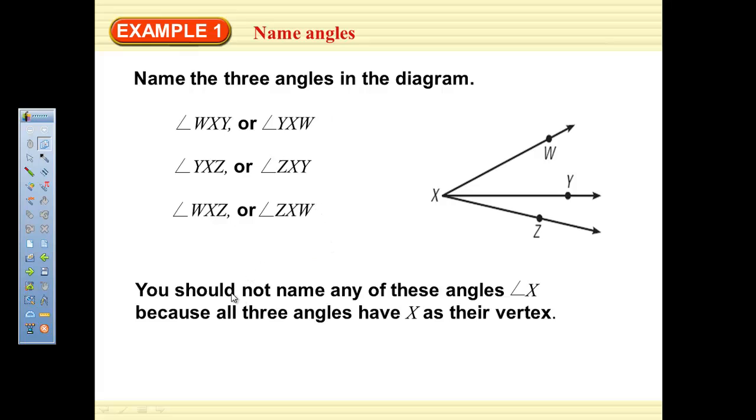And again, we cannot name any of these angles angle X because all three angles have X as their vertex. Therefore, we wouldn't know what we were talking about when we said angle X here. Would we be talking about the top one, the bottom one, or the big one? Therefore, we have to name it this way. If we have one angle by itself, we can just name it angle X.